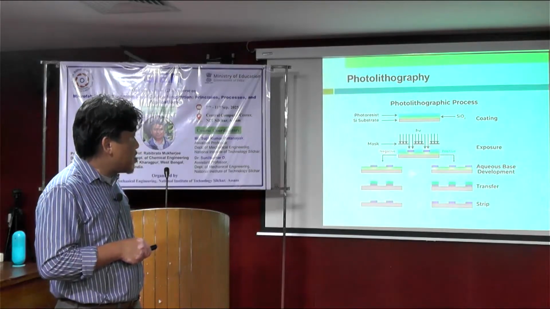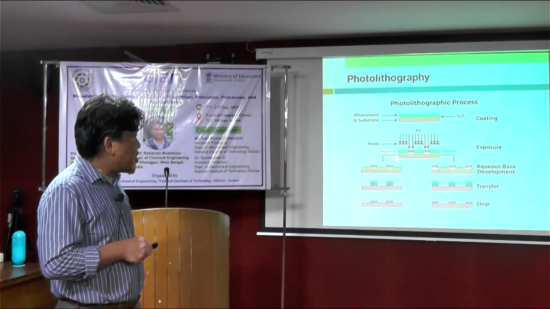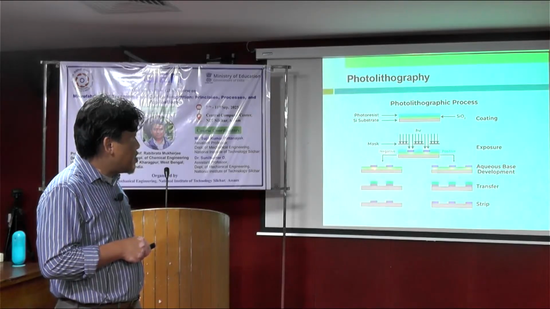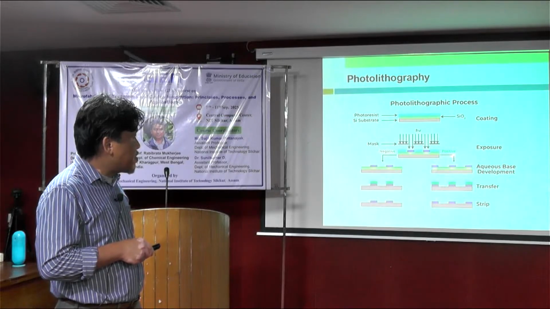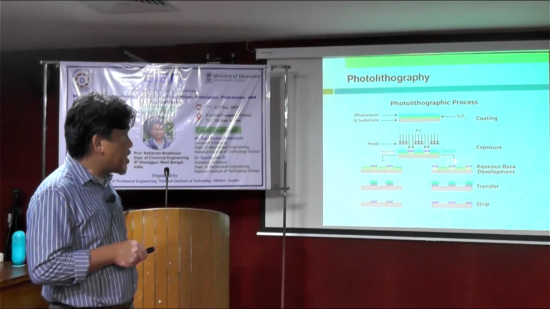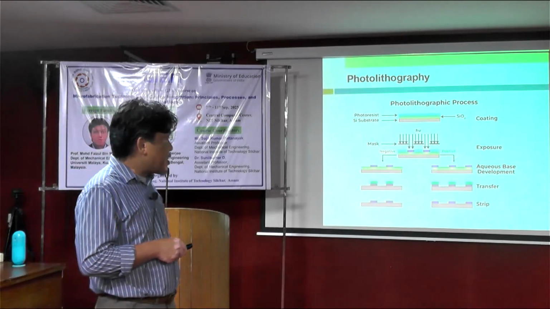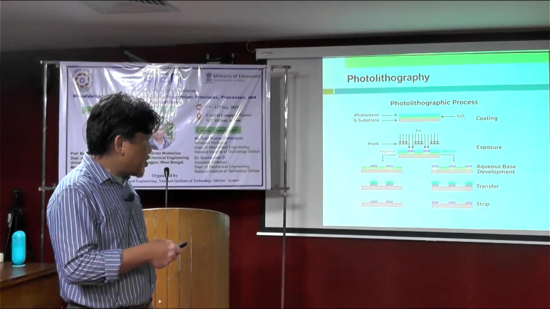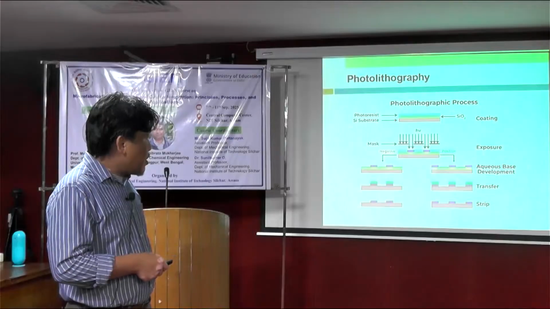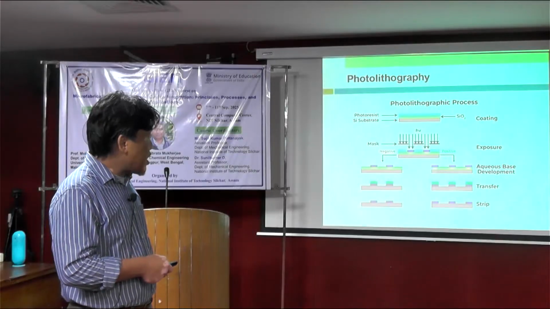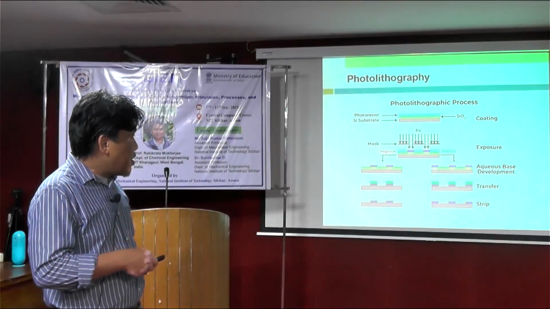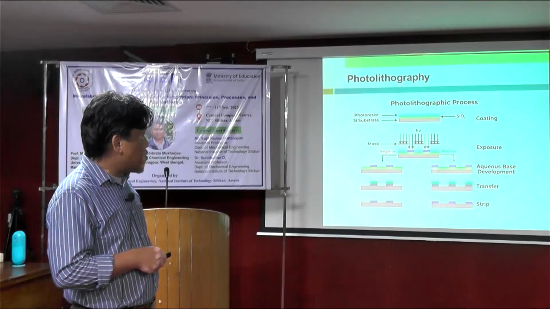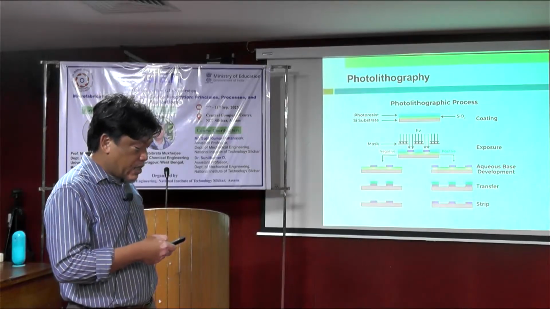So you get different patterns. Here you get the pattern where you expose to the light, for the negative. And for the positive, you get the pattern which is not exposed to the light, or you remove the pattern which is exposed to the light. So that is the difference. But we will see in details later. And then you do the process. This is kind of the overall process of photolithography at a glance.